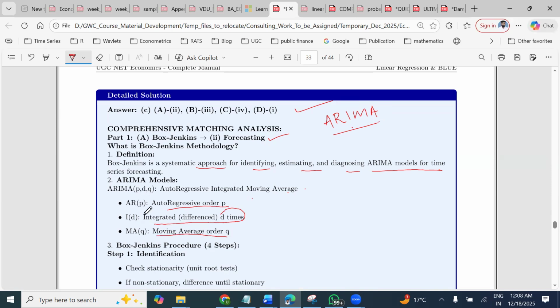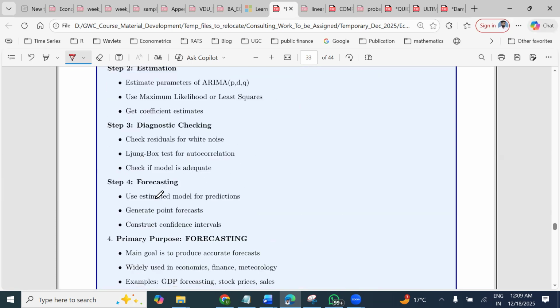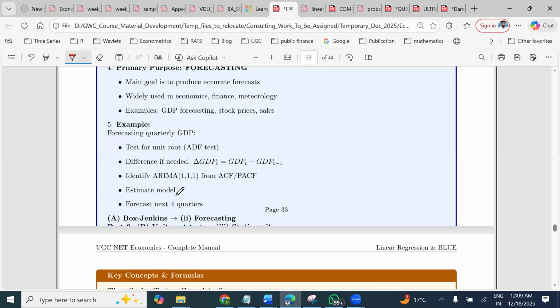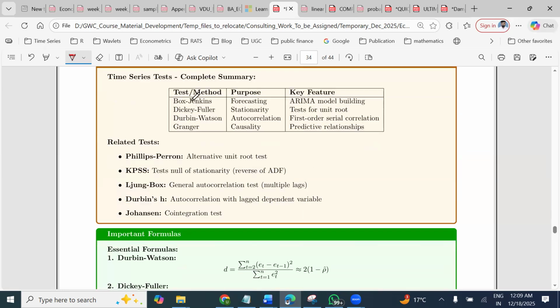Order basically means how many lag terms we will keep. Just you know this, how we write it. Clear? The Box-Jenkins method: if you are interested, you can read it. What is the Box-Jenkins procedure? We don't need it right now because it is a little more in depth, but I have kept it here. Whenever we need, we can read it. Now we come to this, which is important.